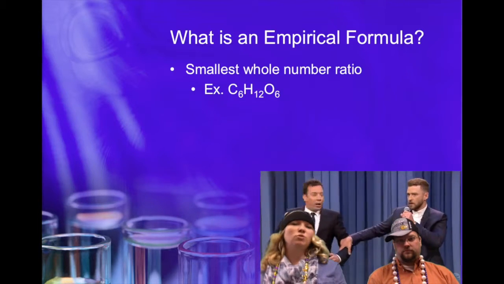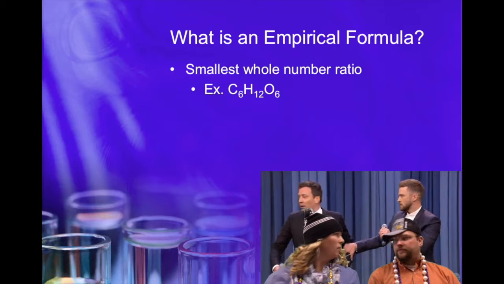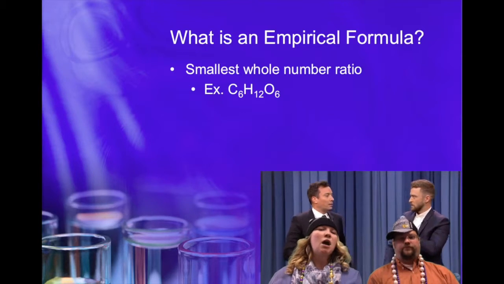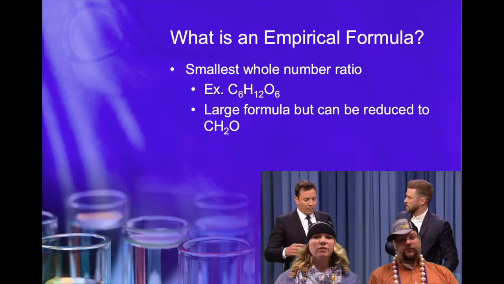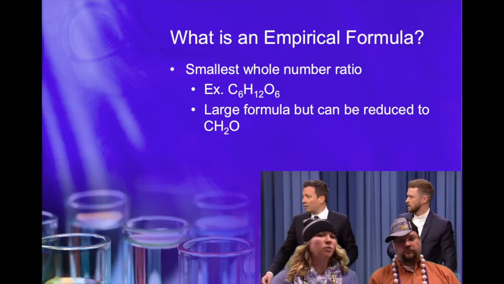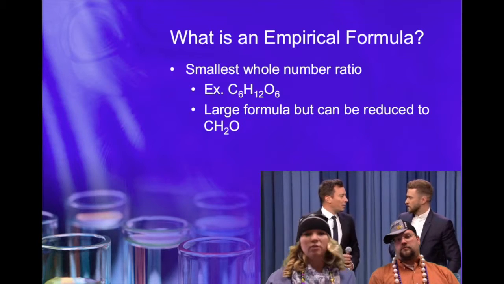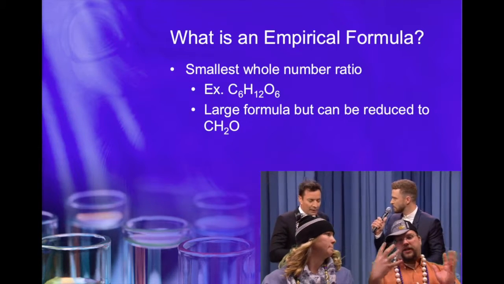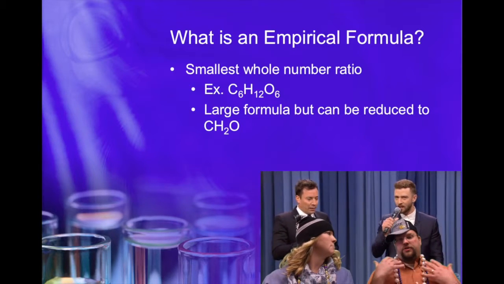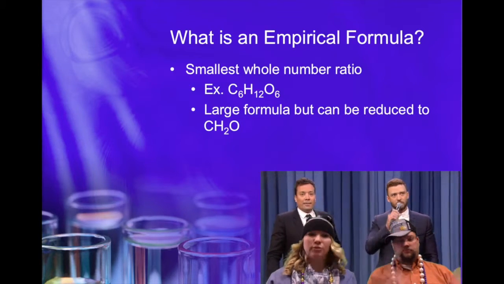Okay, so for example, we have sugar, glucose, C6H12O6. However, if you look, you can divide all those by 6. So it's a really large formula, but we can talk about it being reduced to 1 carbon, 2 hydrogens, and 1 oxygen. So I just take the formula and I reduce it. If it can't be reduced, then it's the empirical formula. Nice and easy.